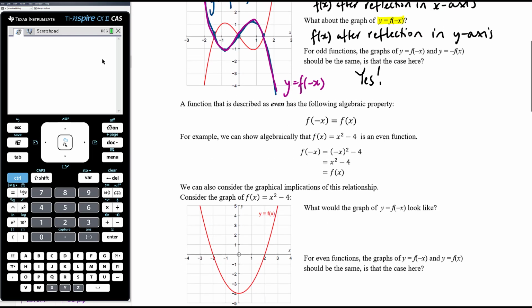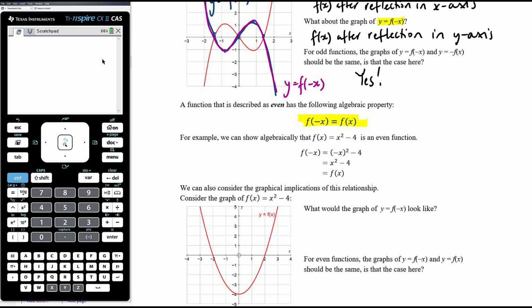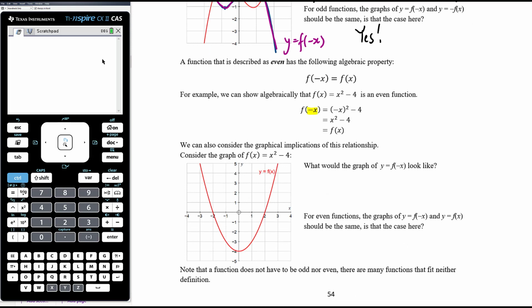An even function has this algebraic property. f of negative x is equal to f of x. We can show, for example, that this particular function here is an even function. So we want to again work out what is f of negative x. That is replacing all the x's with negative x's. So we get negative x all squared minus 4. Negative x all squared is still just x squared. So we end up with x squared minus 4. And x squared minus 4 is the original function. So f of negative x is just equal to f of x. So definitionally that makes it an even function.